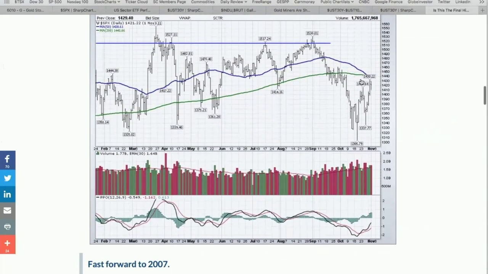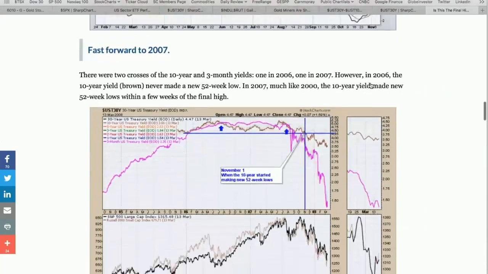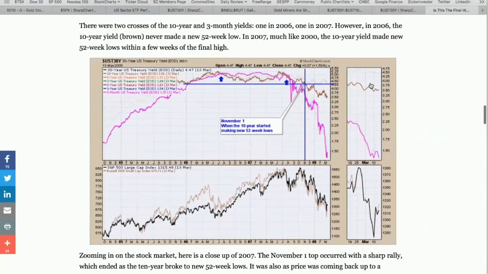In that particular case, the 50 hadn't crossed below the 200 in a long time. Anyway, it was a situation which was really caused by the tech crash, and then it kind of rolled across the rest of the sectors.